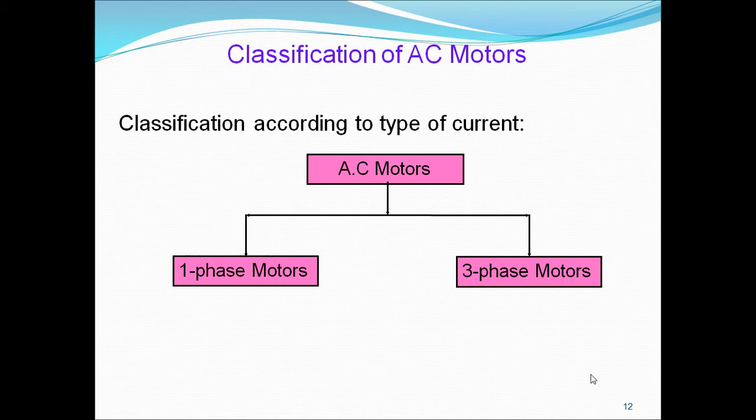So at the time of construction, designing, and winding, we decide whether it is a single phase motor or three phase motor. Once it is designed for a single phase motor, it is not possible to use for a three phase motor. Once it is designed for a three phase motor, it is not possible to use for a single phase motor. That means at the time of designing only, we have to check which supply we will use, either single phase or three phase. Depending on that, we can design and utilize.